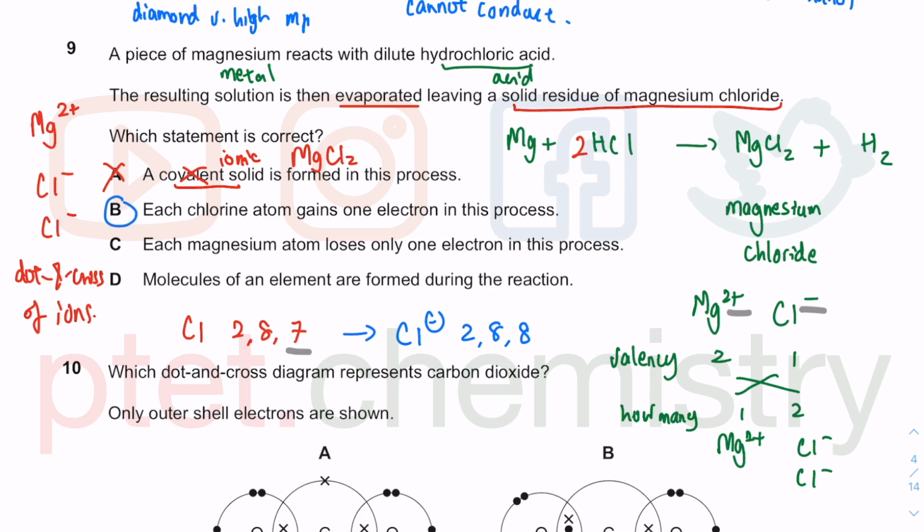LCM, lowest common multiple, primary school mathematics, and in chemistry we talk about balancing out the charges because the ionic compound has no overall charge. Each magnesium atom loses 2 electrons in the whole process. Molecules of an element, molecule is wrong, element is wrong, because you get a compound, you also get an ionic compound.